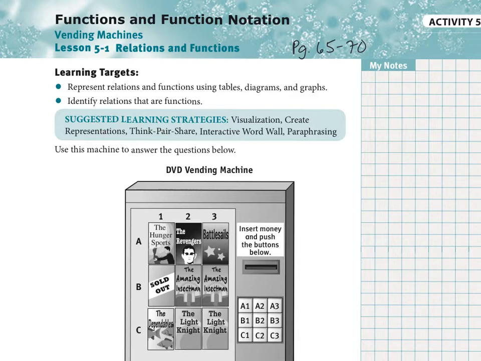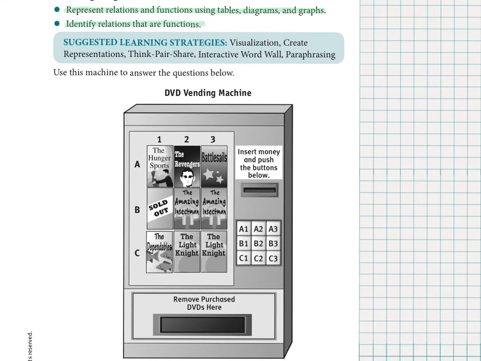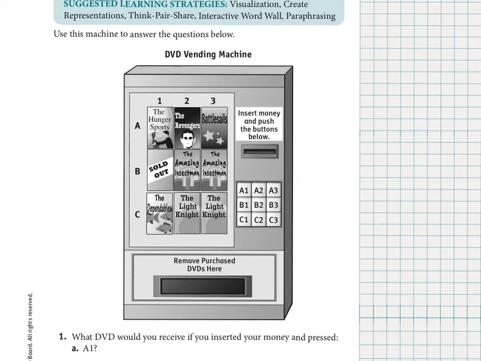Our learning targets for today are we are going to represent relations and functions using tables, diagrams, and graphs. Our second learning target is that we're going to identify relations that are functions. Let's go ahead and look at our picture below here. We're going to use this machine, aka our DVD vending machine, to answer the questions below. So this is similar to Redbox, where you insert money and push the buttons below to figure out which movie you would like.